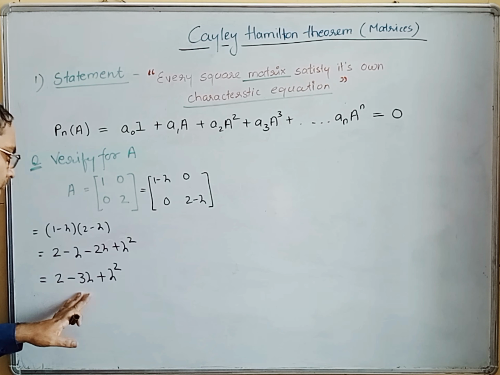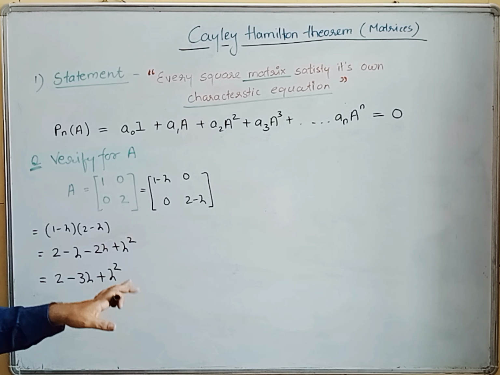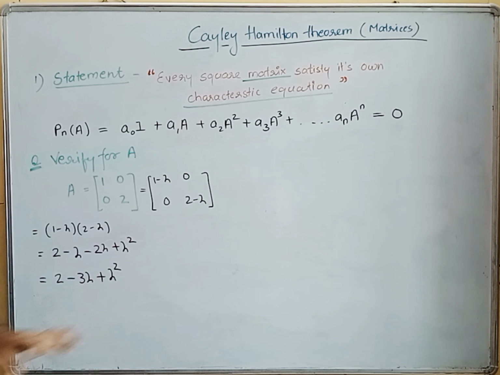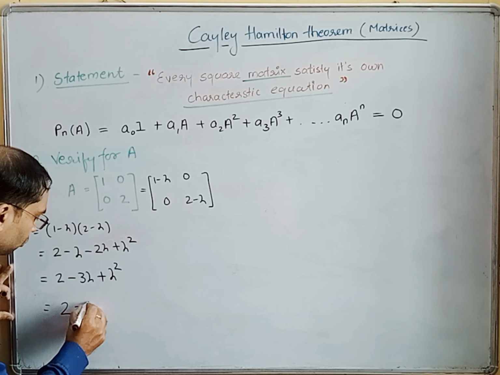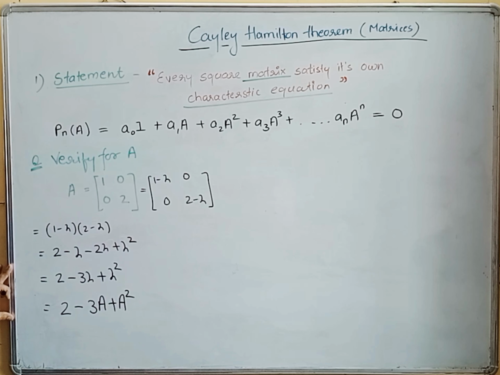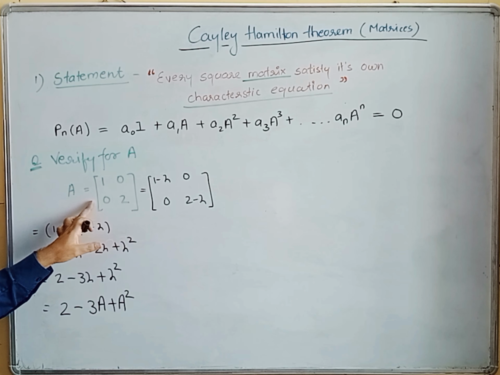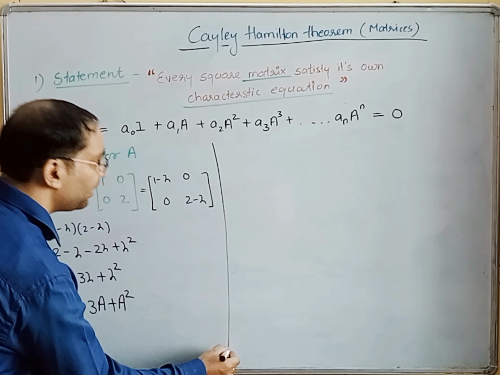Now we need to verify the Cayley-Hamilton theorem, which means we need to replace lambda here by A and this should come equal to 0. So just for that we'll replace lambda. So this is 2 minus 3A plus A square. Okay, so we have this matrix A here. We need to get this A square. So let us calculate the A square matrix here.